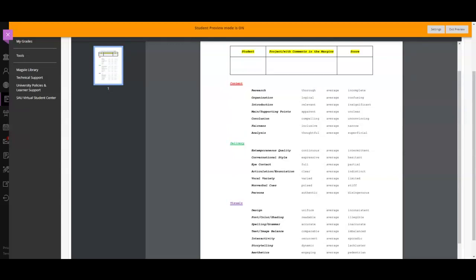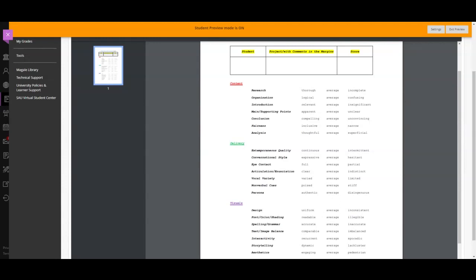For your delivery: the extemporaneous quality, conversational style, eye contact, articulation, enunciation, vocal variety, nonverbal cues, persona. Are they continuous, expressive, full, clear, varied, poised, authentic? Ideally, nothing is going to be average, and certainly nothing is going to be from the far right-hand side, because that's not necessarily a good sign for any of the ideas.